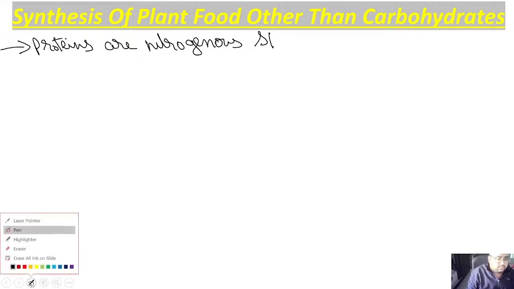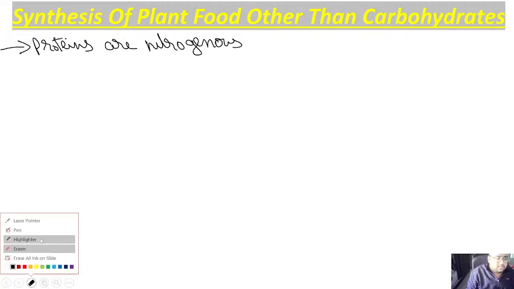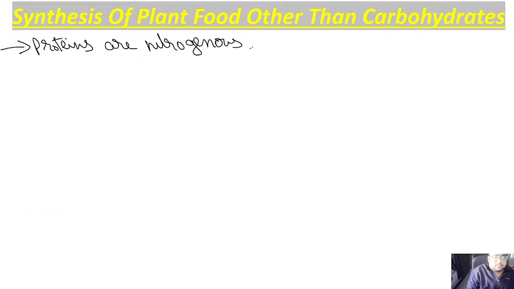Sorry, proteins are nitrogenous substances. Even though nitrogen is present in air, plants can't absorb nitrogen. They only have the capability to absorb carbon dioxide. So how does this nitrogenous substance reach the plant?